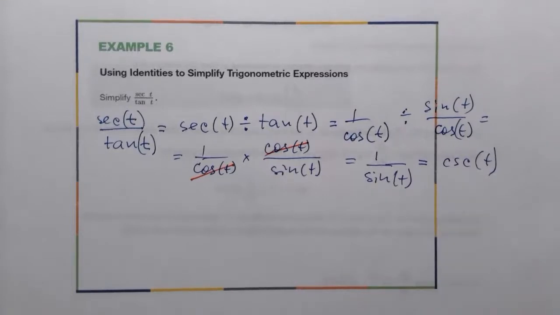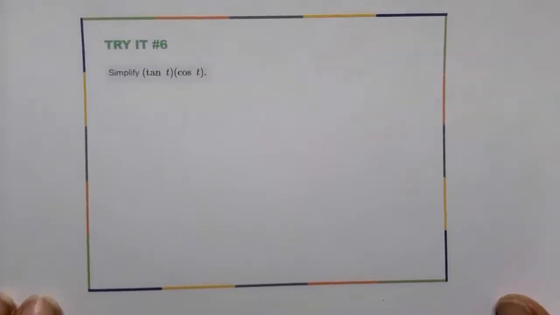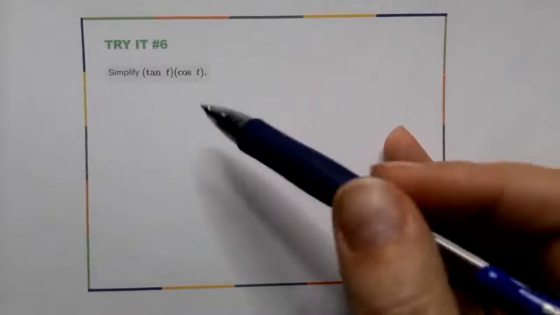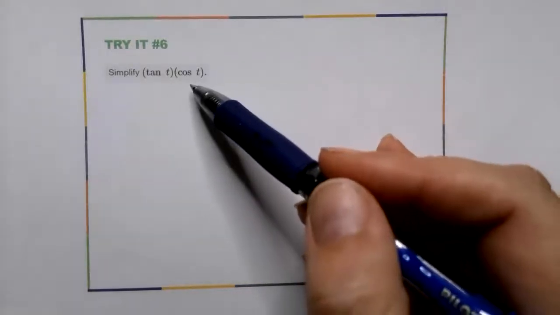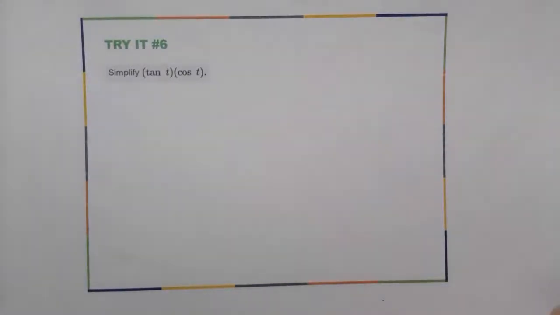Now I want you to try this. You're going to multiply tangent t by cosine t and see what you come up with. Again, pause here, and we're going to continue in a sec.